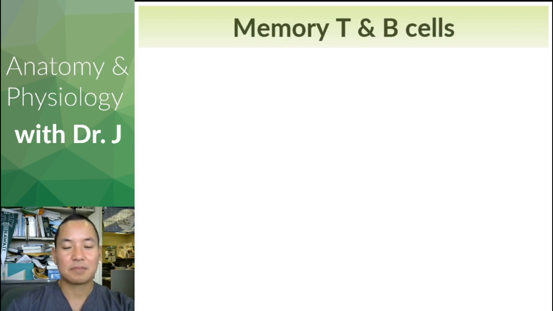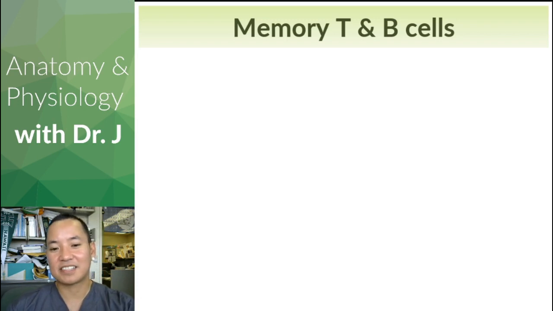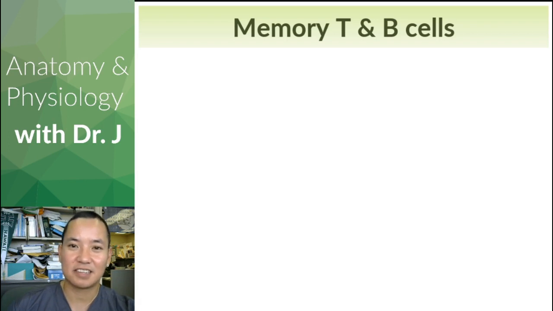So then memory T and B cells. Whenever you have this activation, remember the dendritic cell, how it's activating these naive T and B cells? Well, when these T and B cells are activated, they don't always become cytotoxic T cells, helper T cells, or plasma cells. Some of them just hang around. So they're like people who defer their graduation. They are learned, they have been exposed to education, but they're not quite entering the workforce.